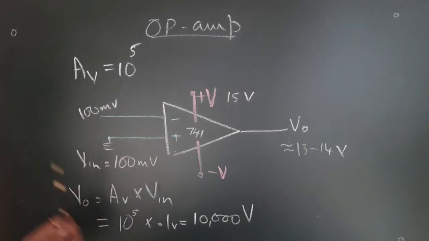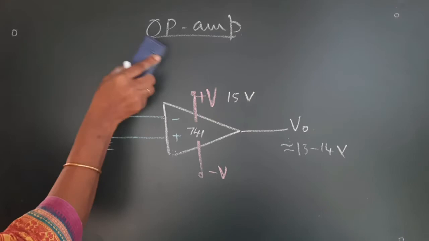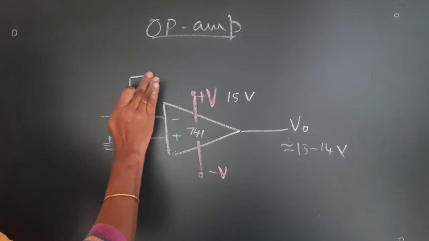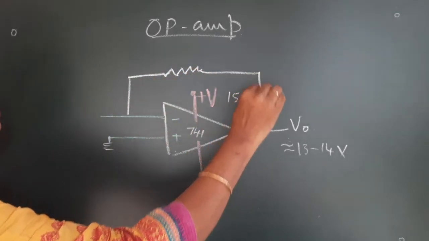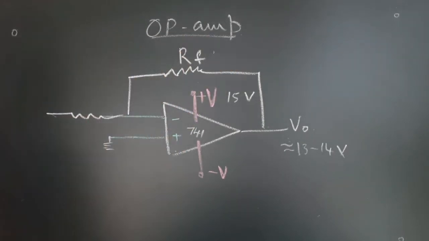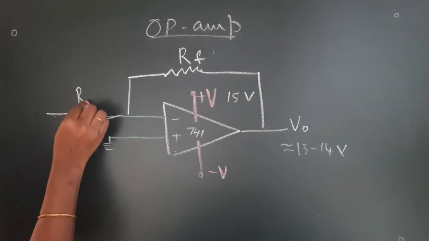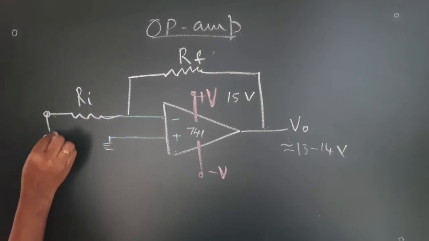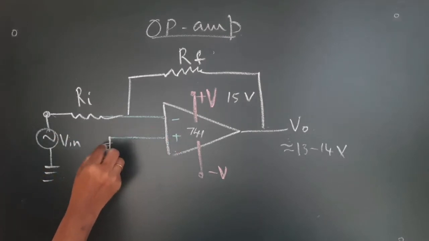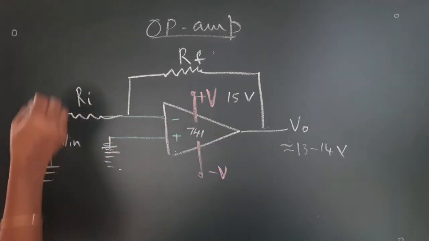So, what we would be doing is, we will not operate this op-amp in the open loop mode, but we will operate it with feedback. That is known as the closed loop condition. We will give a feedback resistance RF that connects the output back to the input, and this is the input resistance Ri. We will give an input signal V in here. The other terminal we will earth. This configuration of op-amp is known as closed loop.